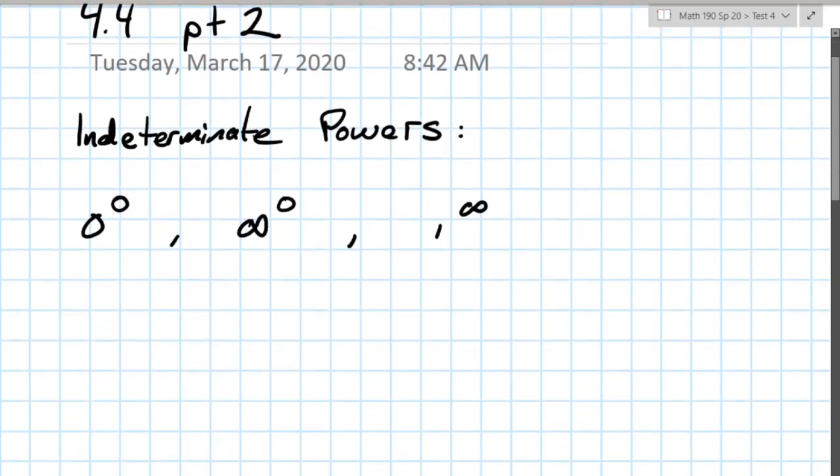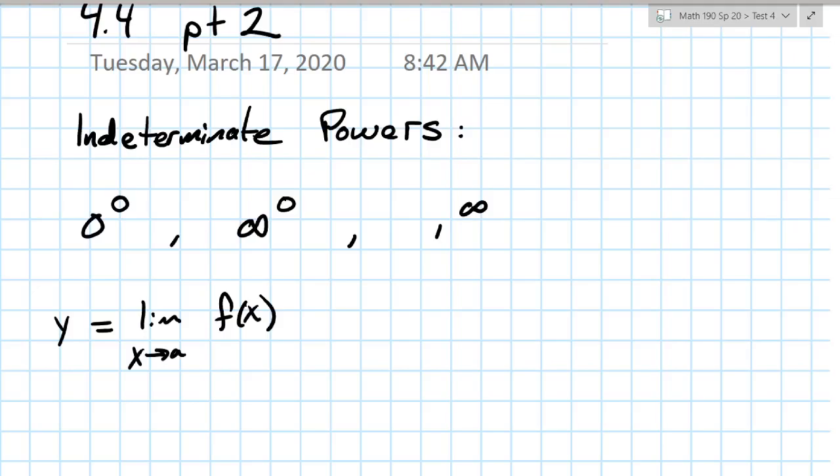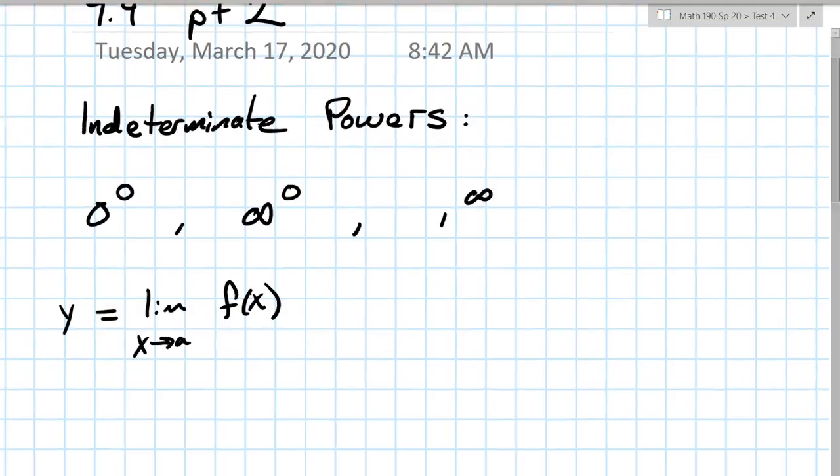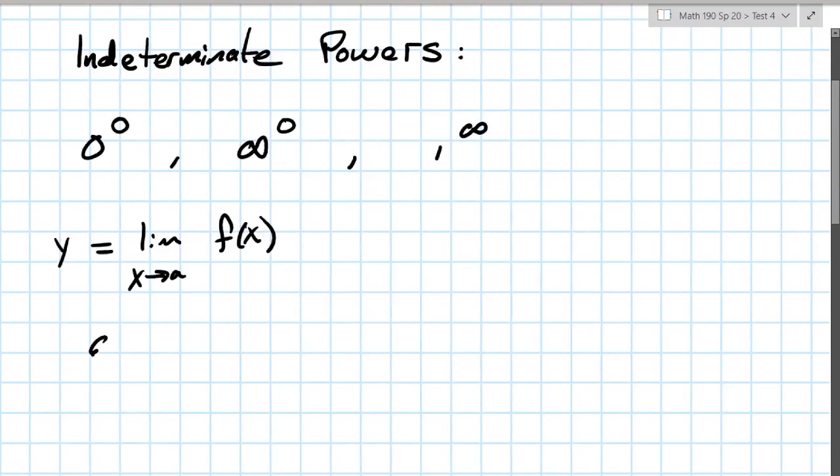We want to set up our limit, so if we have an indeterminate limit like this, we want to think of it as y equals this limit, and then use the natural log of both sides in order to get at the power, change the form into a different type of indeterminate limit, and then use L'Hopital's rule once we have a 0 over 0 or an infinity over infinity. So let's take a look at an example.